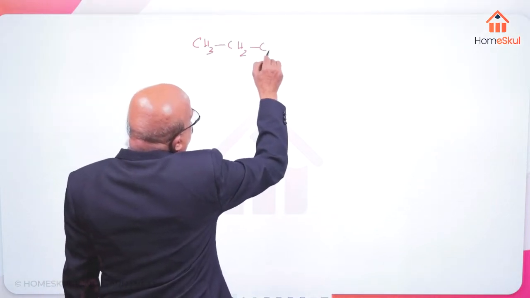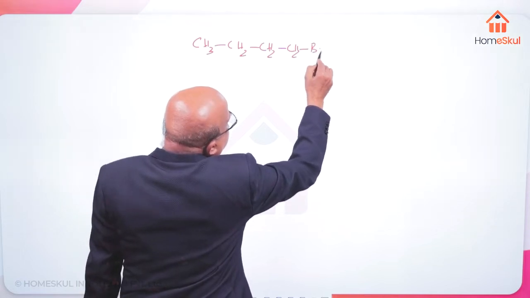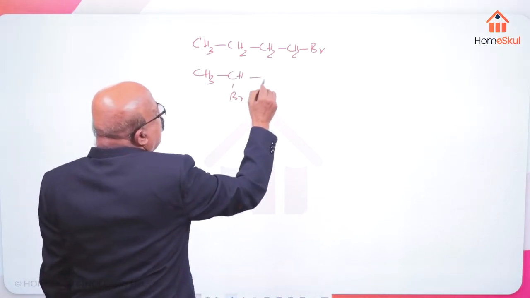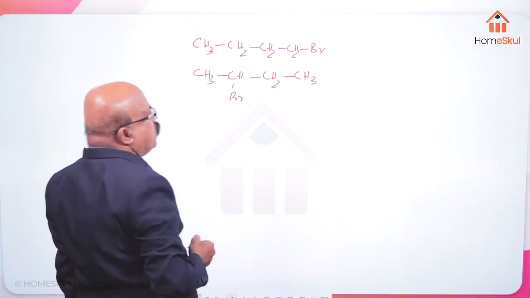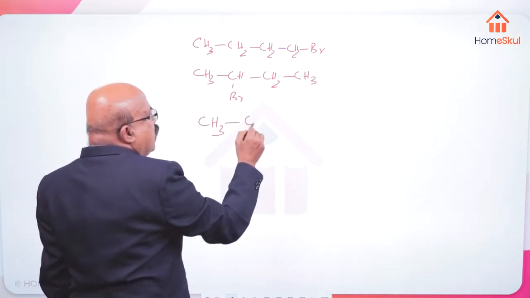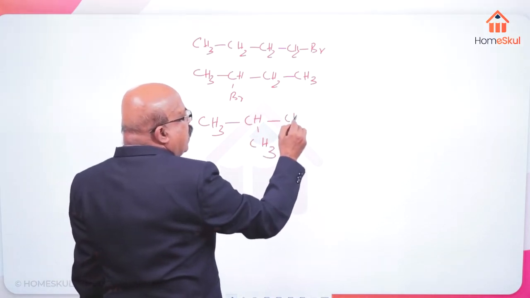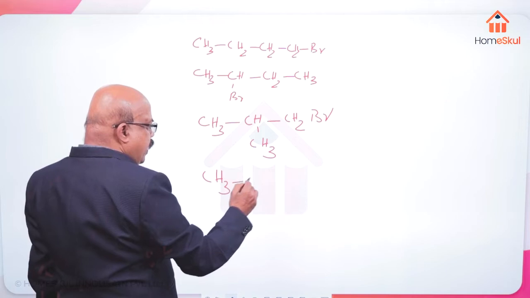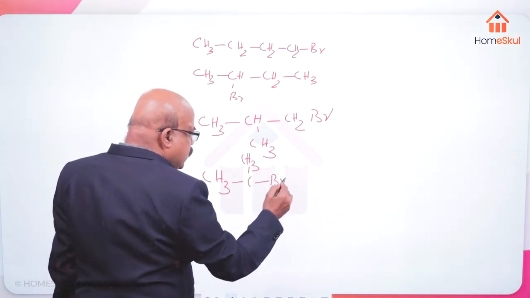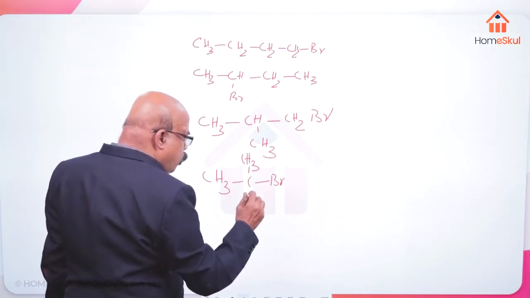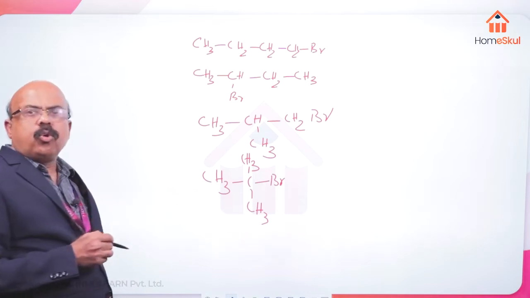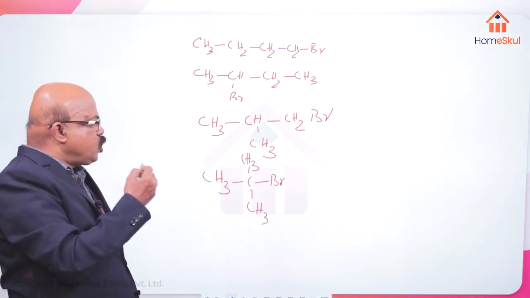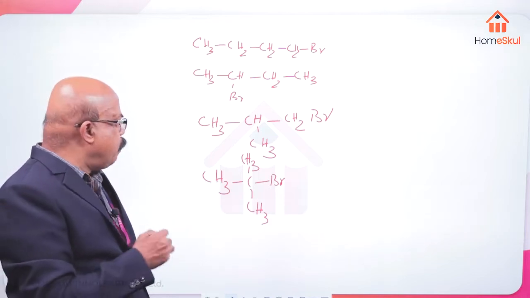Isomeric bromobutanes: CH3CH2CH2CH2Br, it is normal butyl bromide. CH3CHBrCH2CH3, secondary butyl bromide. (CH3)2CHCH2Br, isobutyl bromide, and this one is tert-butyl bromide. These are the 4 isomeric bromobutanes: normal butyl bromide, secondary butyl bromide, isobutyl bromide, and tertiary butyl bromide.